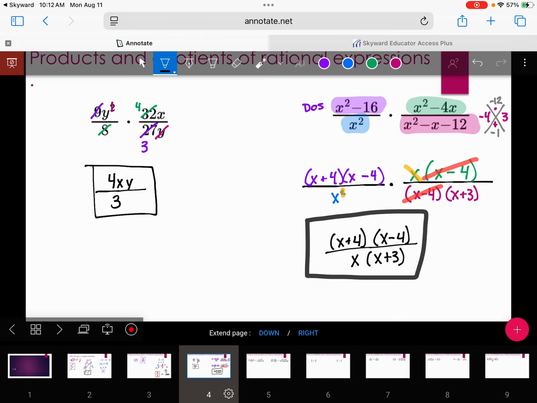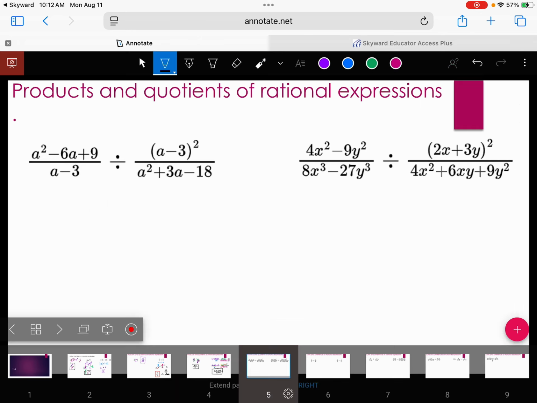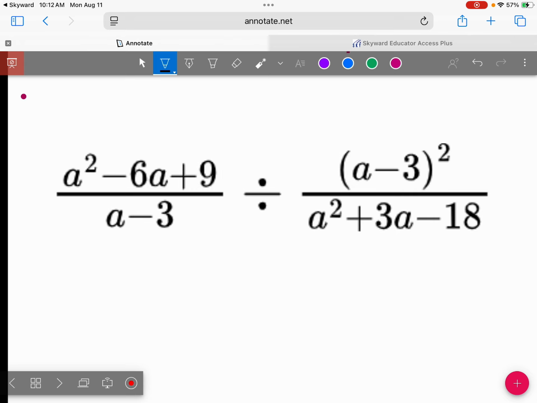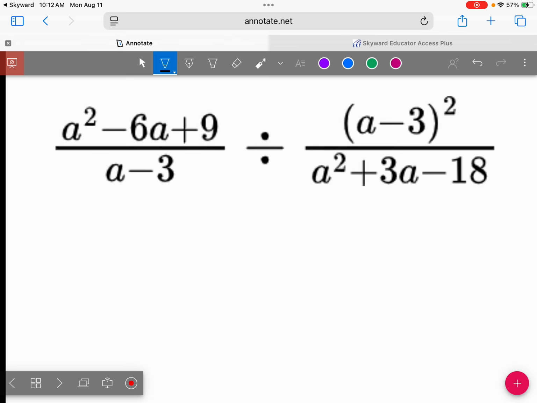And I want you to take a breath before we look at these ones. I'm going to zoom them in, so we're looking at one at a time. Don't panic. We're going to look at this one first. I was trying to be fast, so we didn't look at the one that looks super scary. So we've got two fractions here. We've got a squared minus 6a plus 9 over a minus 3. And then we are asked to divide that by the fraction that has a minus 3 as a quantity squared over a squared plus 3a minus 18.